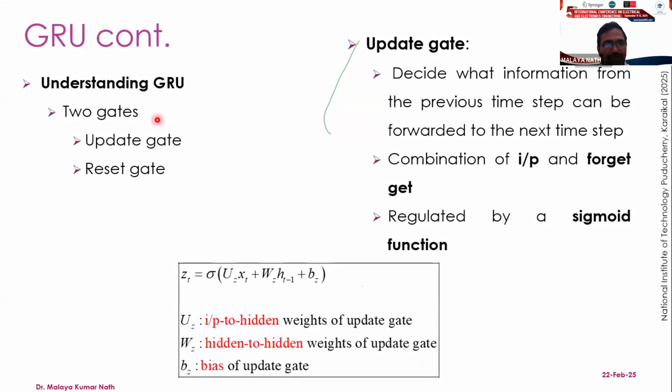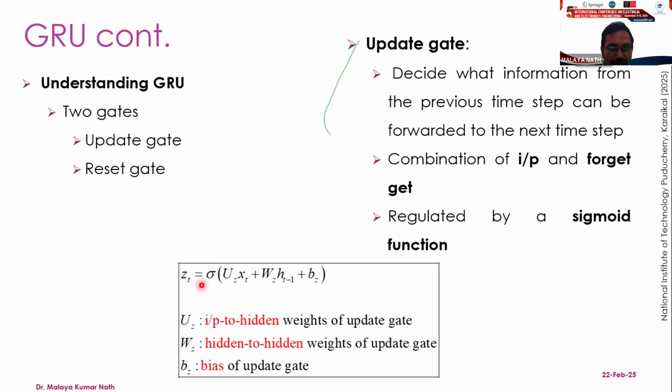Now, as we have discussed, in the case of a GRU, there are two gates present. One is called the update gate, another is called the reset gate. Already we have discussed that the update gate updates the information, deciding what information has to be updated. So it decides what information from the previous time state can be forwarded to the next time state. That means it is the combination of the input and forget gate. And this update gate information is regulated by a sigmoid function.